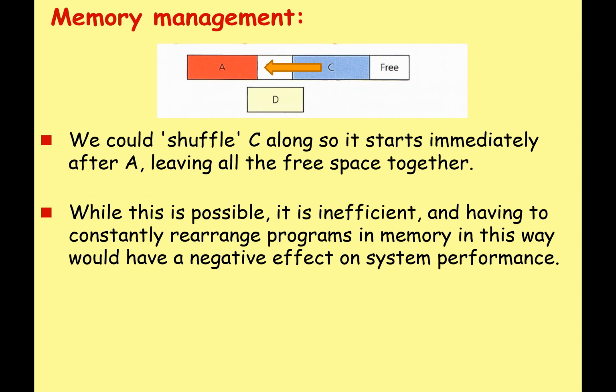Well, one thing students often suggest is that we could shuffle C along so it starts immediately after A, leaving all this free space together. As you can see there, we just move C along, and then we'd have a nice big bit of free space at the end where we could add application D into the RAM. But while this is possible, it's inefficient, as having to constantly rearrange programs in memory in this way would have a negative effect on system performance.